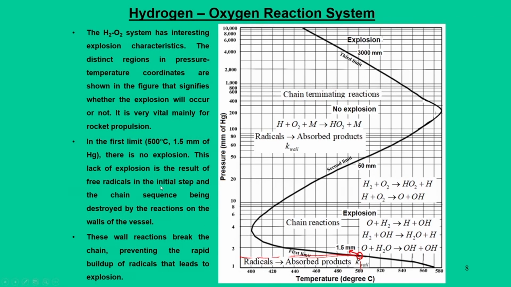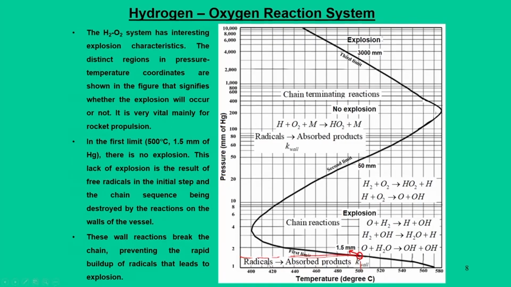Because in the initial step, the radicals are about to form, but they have not started the chain sequence. And if at all they are formed, and these reactions keep on propagating, finally they get destroyed in the walls of the vessels. What it means is that whatever radicals form are absorbed as products in the vessel wall or geometrical vessel wall. Why is it spherical? Because it all depends on the geometry of how you are storing.